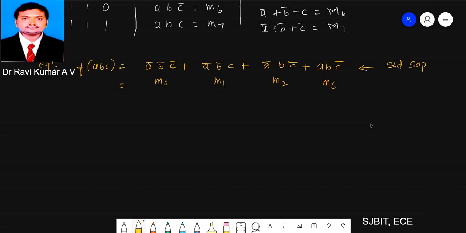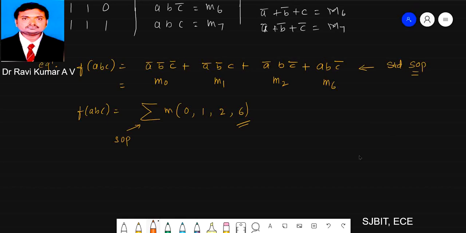So remember, the sum of products form we represent as f of ABC is equal to summation, which indicates that it is the SOP form, of m, what are the minterms? 0, 1, 2, 6. These are the switching minterms. This is in SOP form.